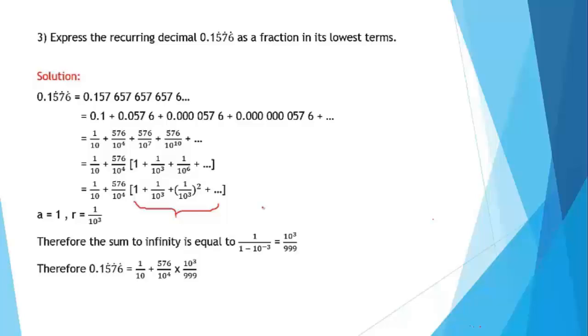So if you simplify this further, we get 1 over 10 plus 576 over 9990, which equals 1575 over 9990. As we are asked to find the fraction in its simplest form, further simplification would give us 35 over 222.